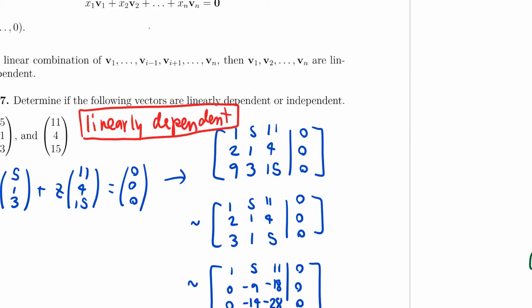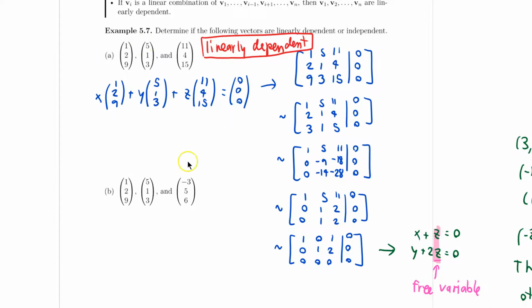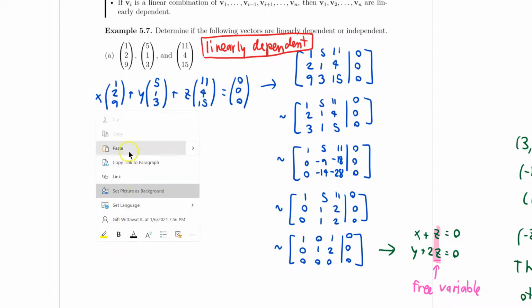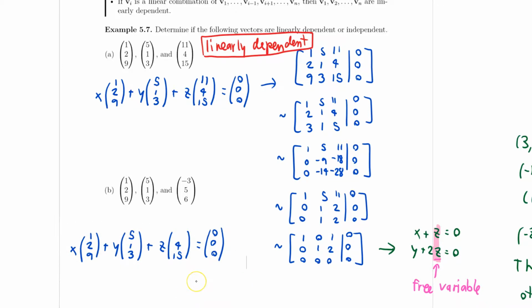Now let's take a look at the next one. Once again, I'd like to determine if these three guys are linearly dependent or independent. So what I'm going to try to solve is, can I find x, y, and z? I'm just going to copy my previous equation. And ta-da! I'd like to see if I can find x, y, and z such that x times 1, 2, 9 plus y times 5, 1, 3 plus z times negative 3, 5, 6 is equal to 0, 0, 0.